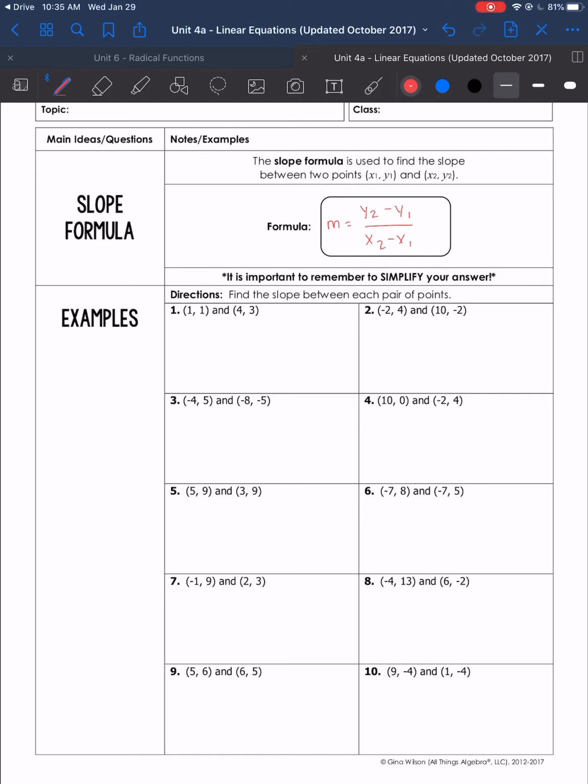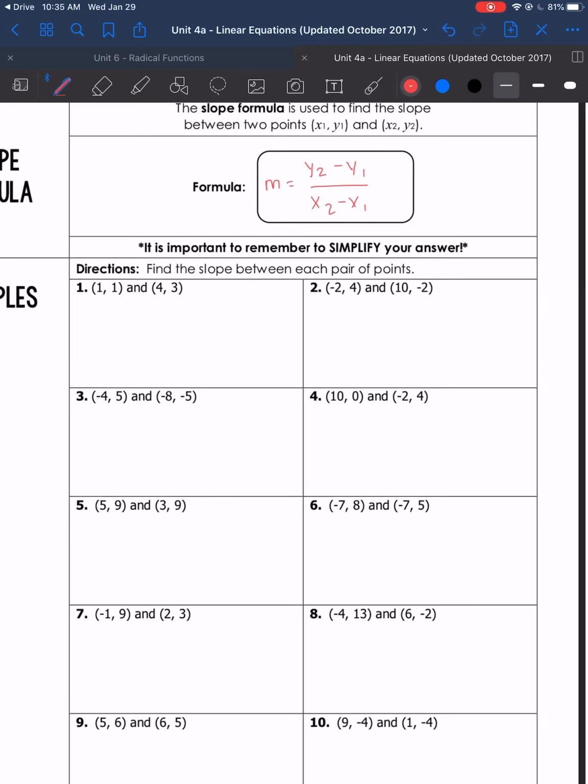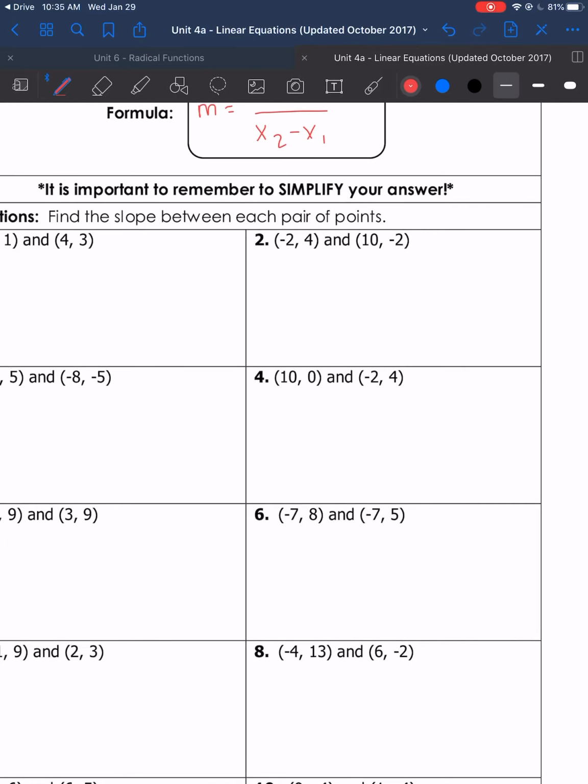So we're going to stick with the evens, just to simplify life a little bit. I always label my points x1, y1, x2, y2. Remember, it's x and then y. So make sure you're labeling your points before we plug them into our formula.